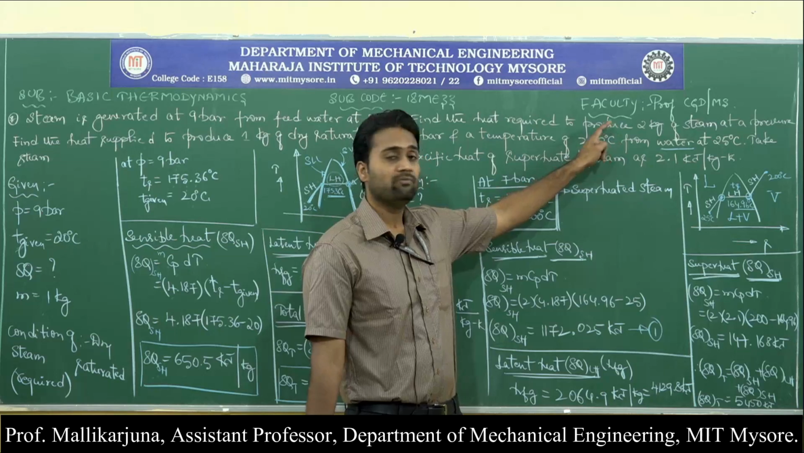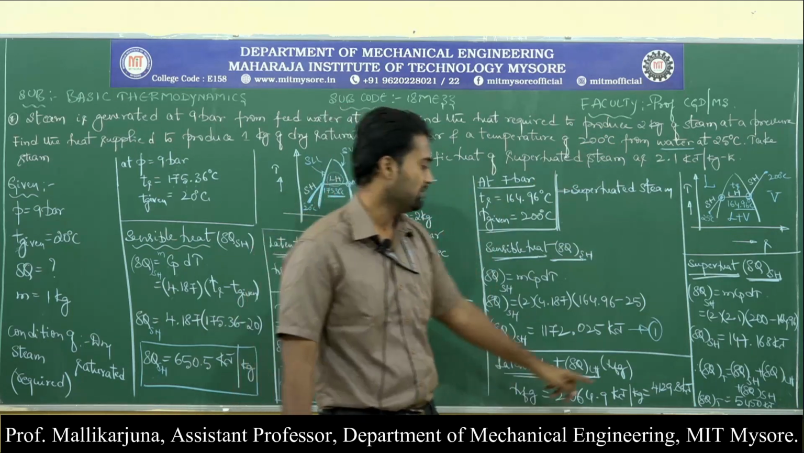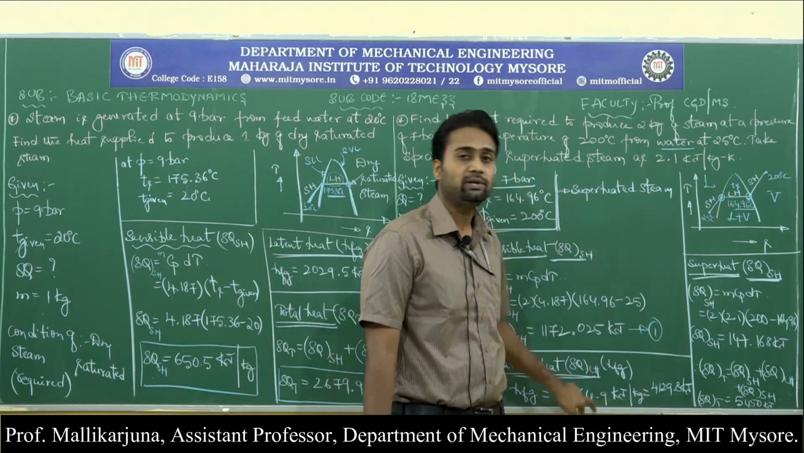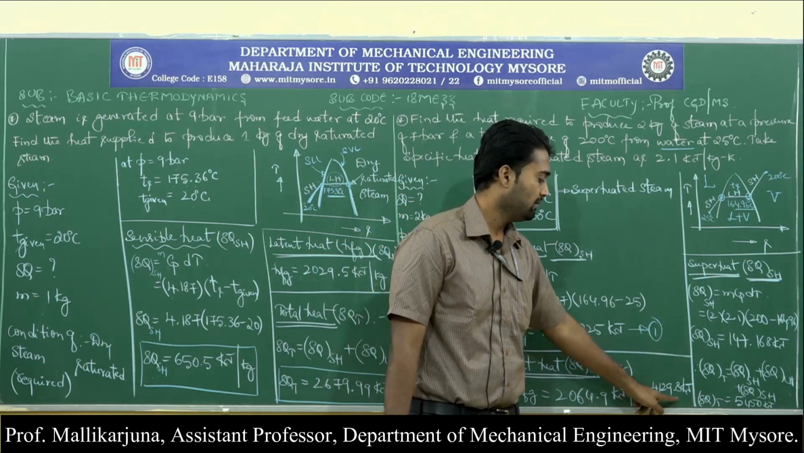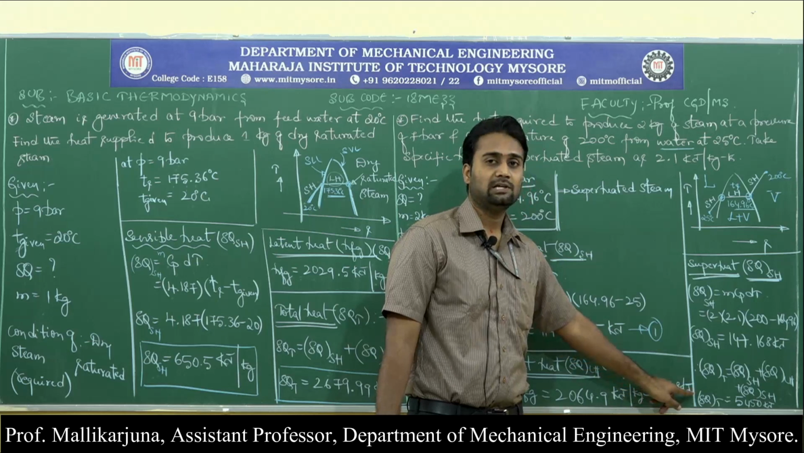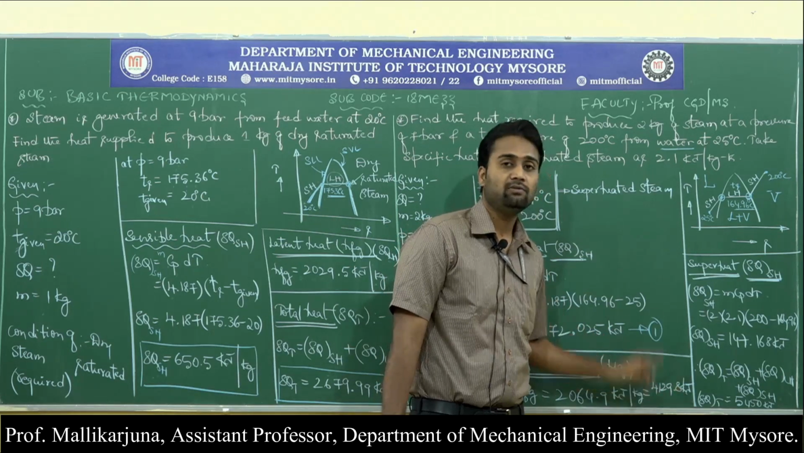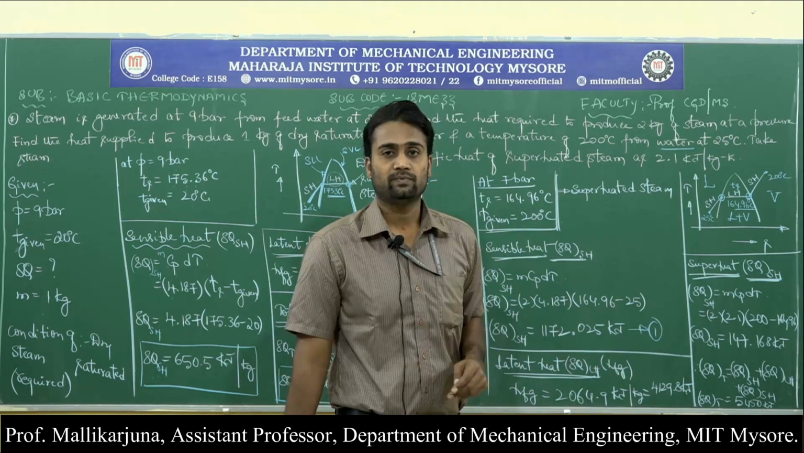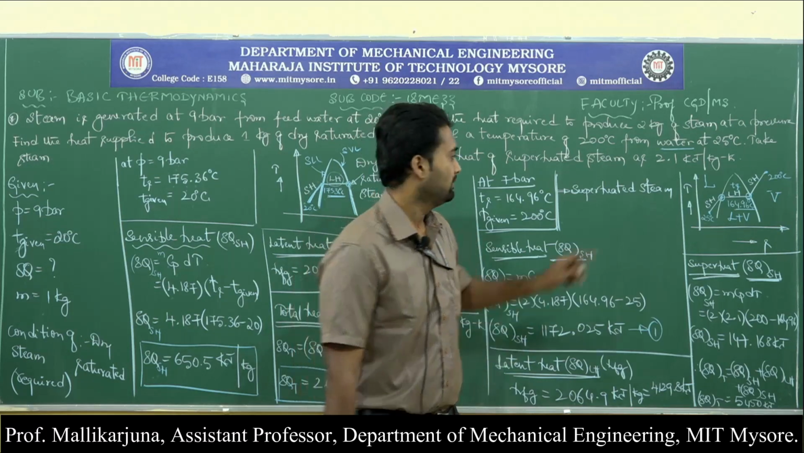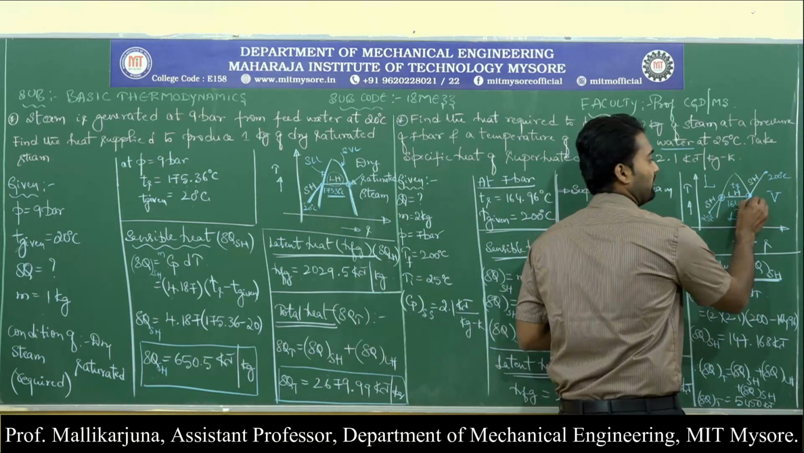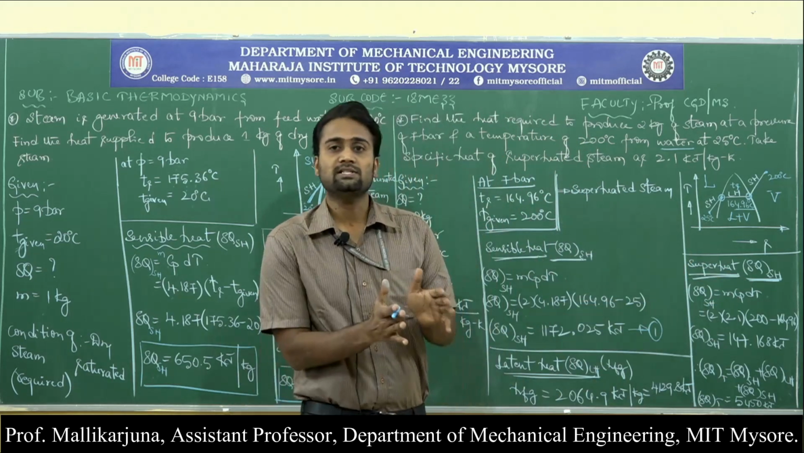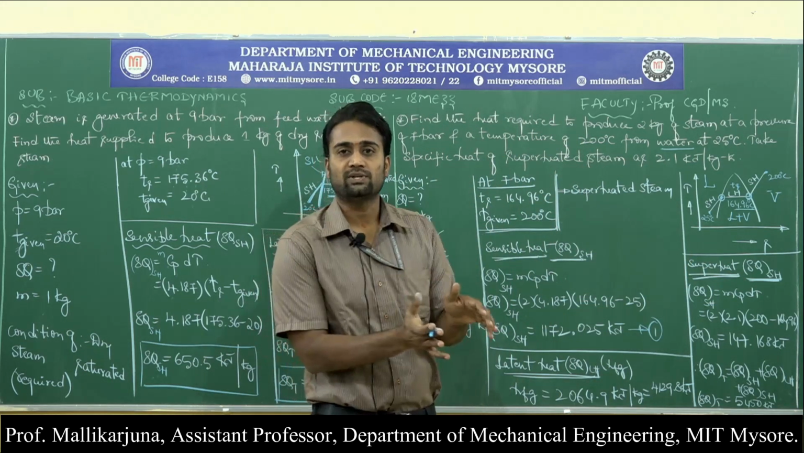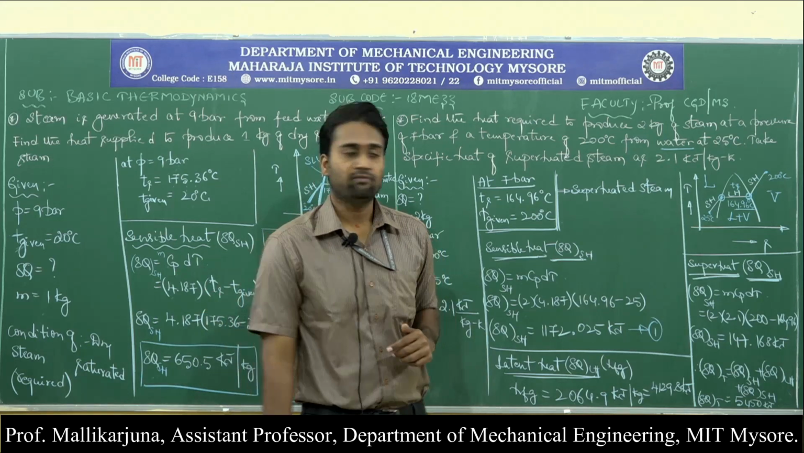But how many kgs of steam do we have? We have 2 kgs of steam. For 2 kg, you need to double this value. Multiply this by 2 so that you will get 4129.8 kilojoules. This is the latent heat for 2 kgs of steam. We are at this position now. We have completely converted saturated liquid into dry saturated vapor.